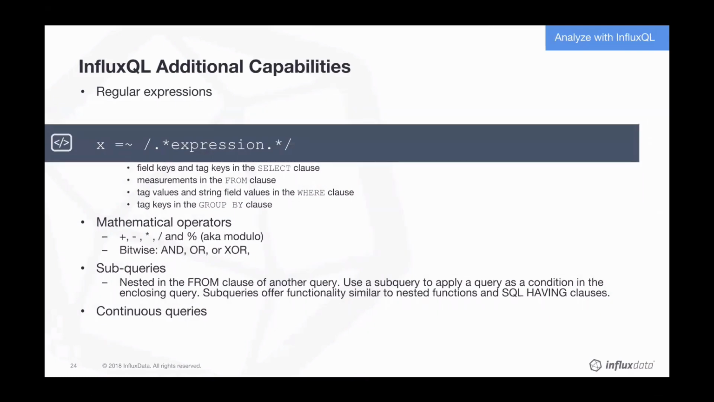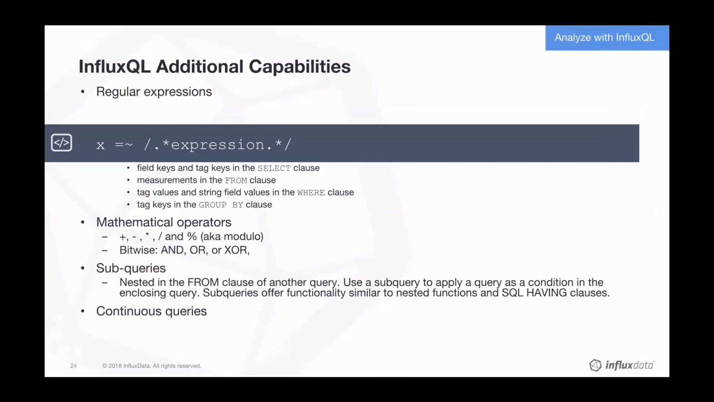As additional capabilities, we handle regular expressions, and you can use them to point at a tag key that includes part of an expression, for example, if you don't quite remember what your tag key is in its full length. You can also include mathematical operators to perform addition, subtraction, etc. And you can also use subqueries, which are a lot like SQL HAVING clauses.